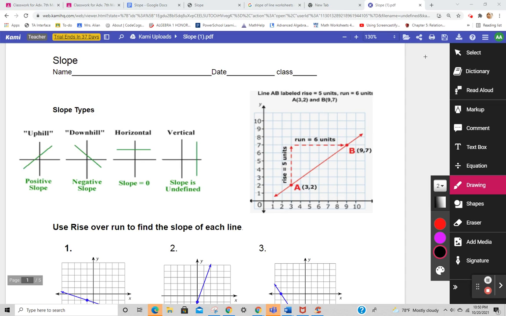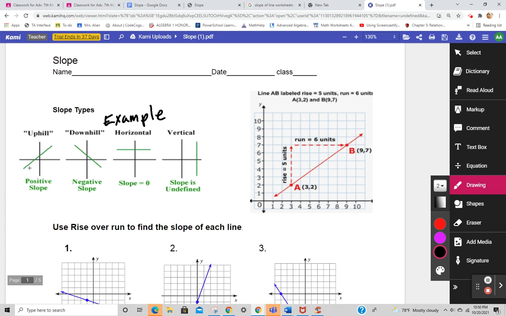Hi everyone. In this video, we're going to learn how to find the slope of a line. Every line has a slope, except a vertical line, but we'll talk about that later. So let's look at my example here. Or I should say examples.